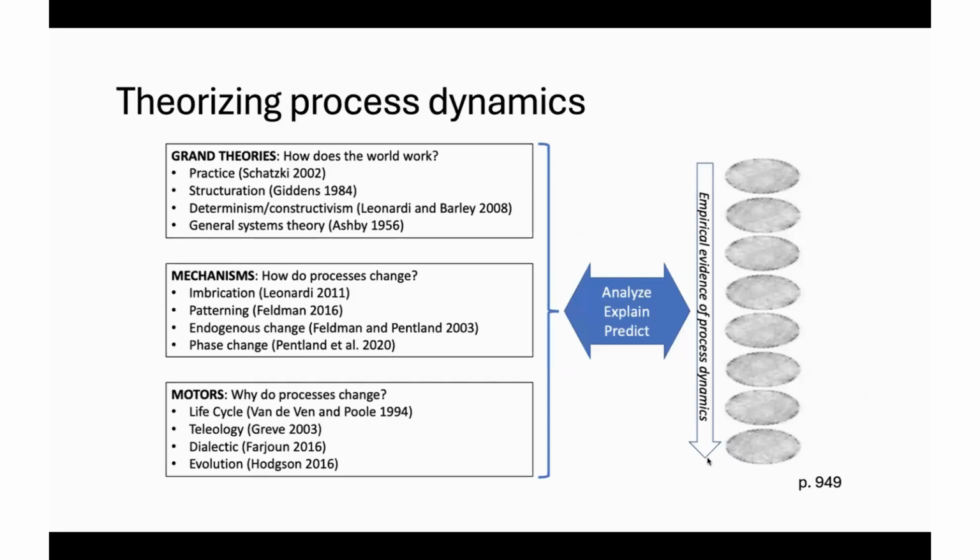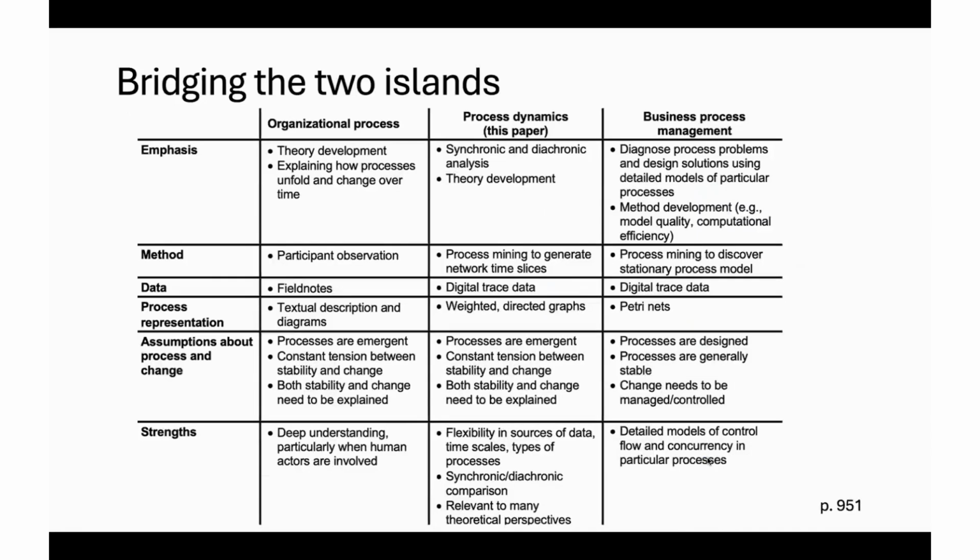So we really try to bring together to analyze, explain, predict. So this is Shirley Gregor's theorizing aspect of it. But we're trying to bring together the theories with examples of process dynamics that look very messy. So how can we do this? How can we try and bring everything together?